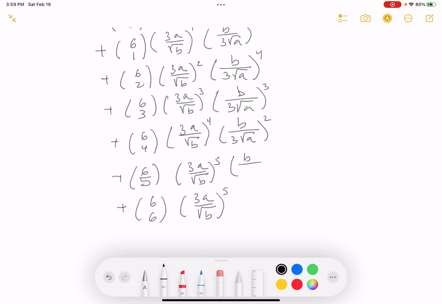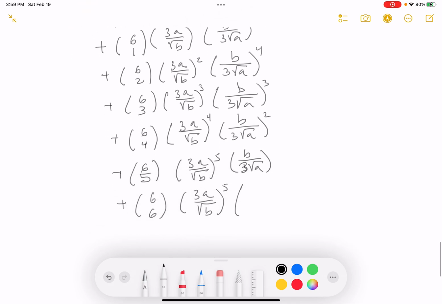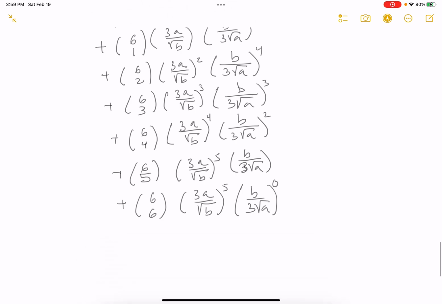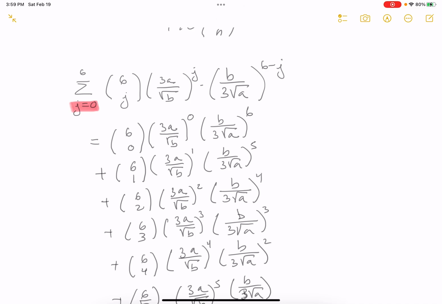Let's see, b over 3 root a, to the first power, and then none, all right? Maybe I write that so I'll be consistent. So b over 3 root a, and there's none of those, all right? So the problem becomes computing this, and I'm not going to say it's going to be easy. So let me just put this over here, and I want to point out what 6 choose 0 means.